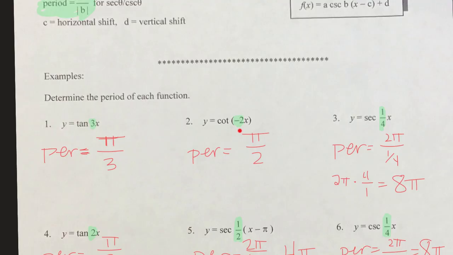Whenever we have a tan or cotan, it's 1 pi over your b value. And whenever we have secant or cosecant, it's 2 pi over your b value. And of course, if we divide by a fraction, we multiply by the reciprocal in order to get our final answer. Okay, let's talk about how we graph things then.